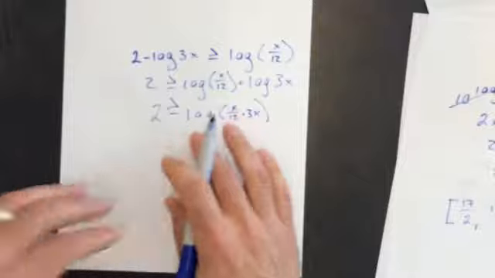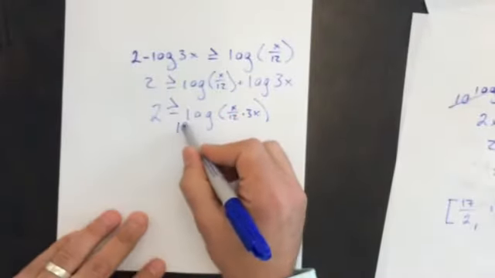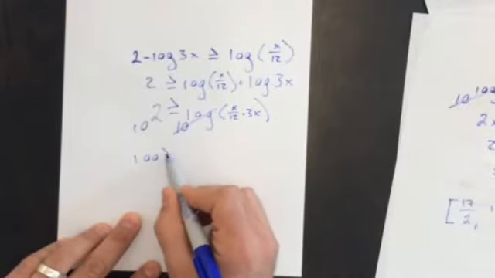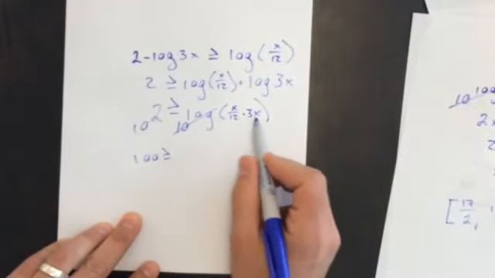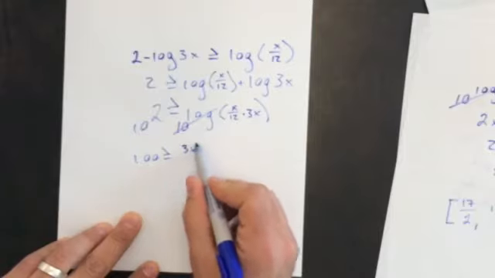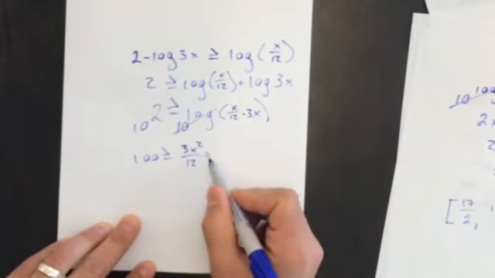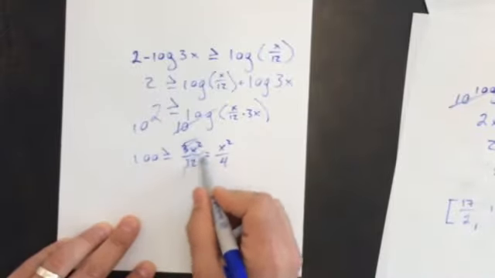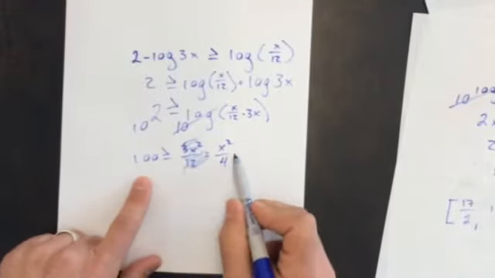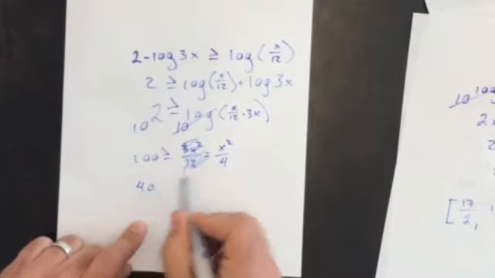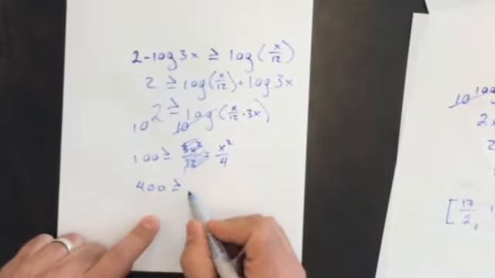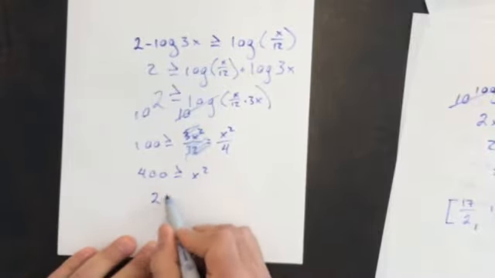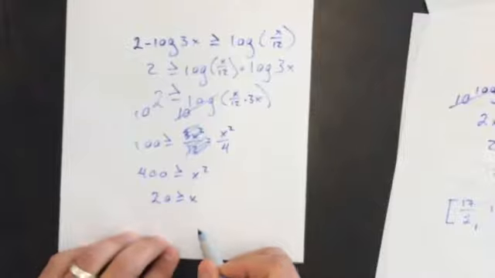Now, I can get rid of this log by putting it as 10 to the power of. Whatever I do to one side, I do to the other. So I get 100 is greater than or equal to, and I'm just going to multiply this together. That's going to give me 3x squared over 12, which is really x squared over 4. Now I want to get the x by itself, so I'm going to multiply both sides by 4, which gives me 400 is greater than or equal to x squared, and then I'm going to do the square root of both sides, and I get 20 is greater than or equal to x.